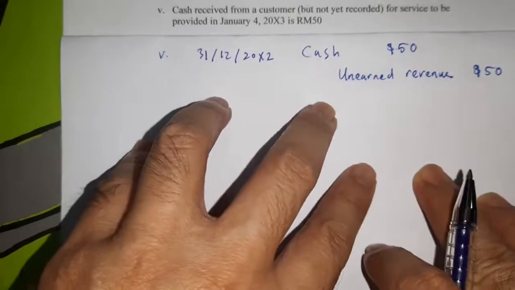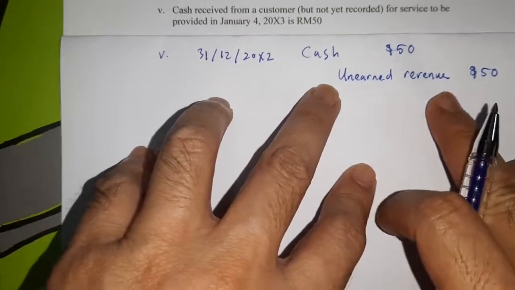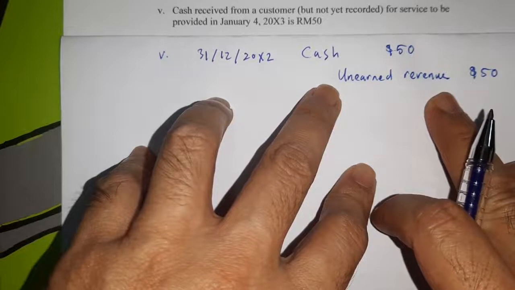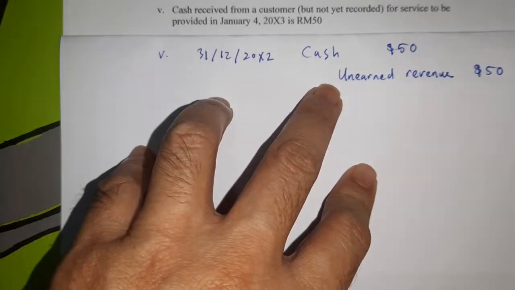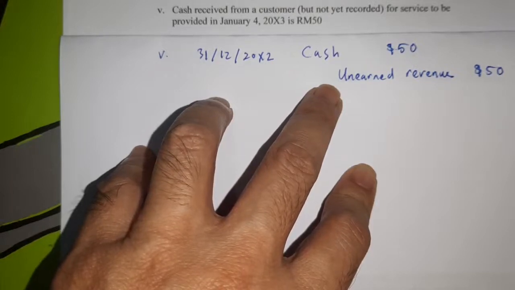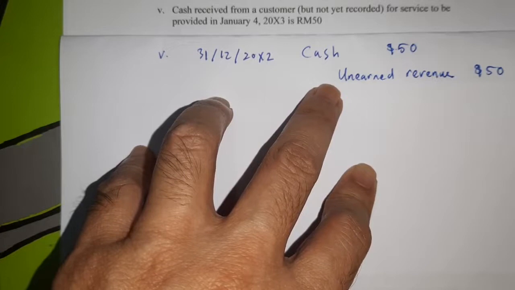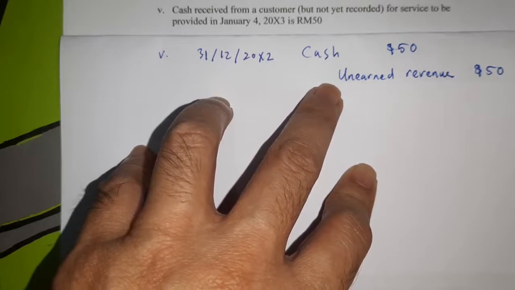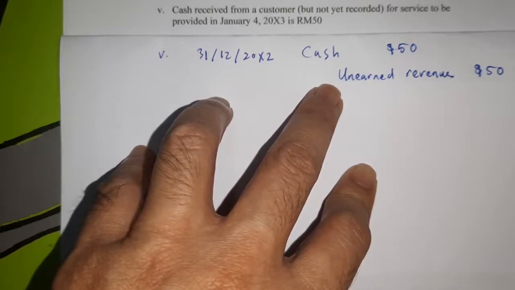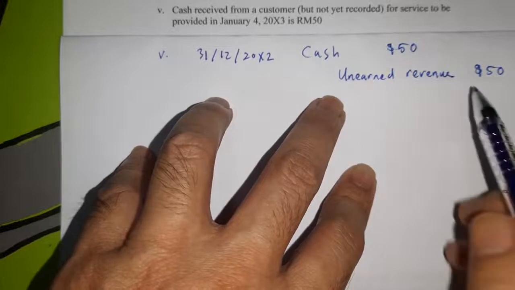Okay, remember this. Unearned revenue is an account that you use to record payment made by a customer for services that will be provided in the future. You cannot record it as a revenue yet because the service has not been provided yet. It is a liability account because today the business received the cash, but the business has to do something in the future for somebody. So it is a liability. Okay.